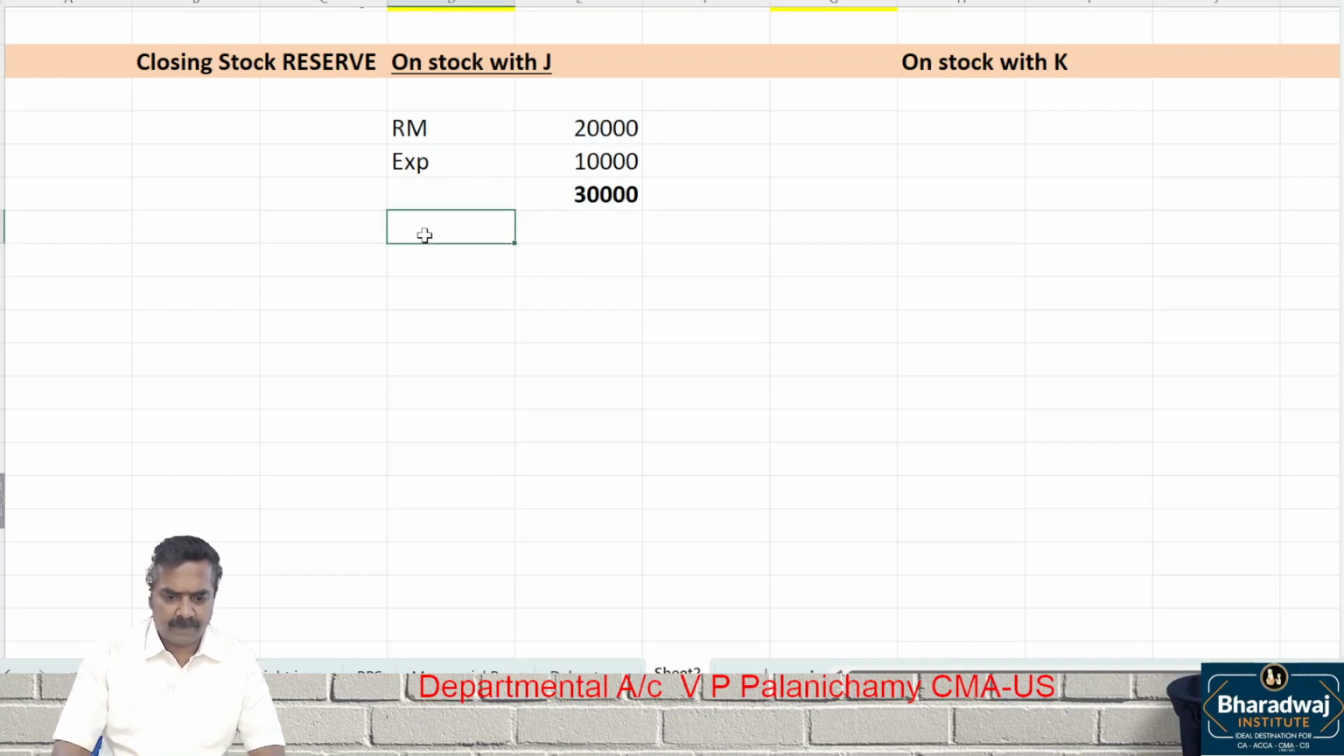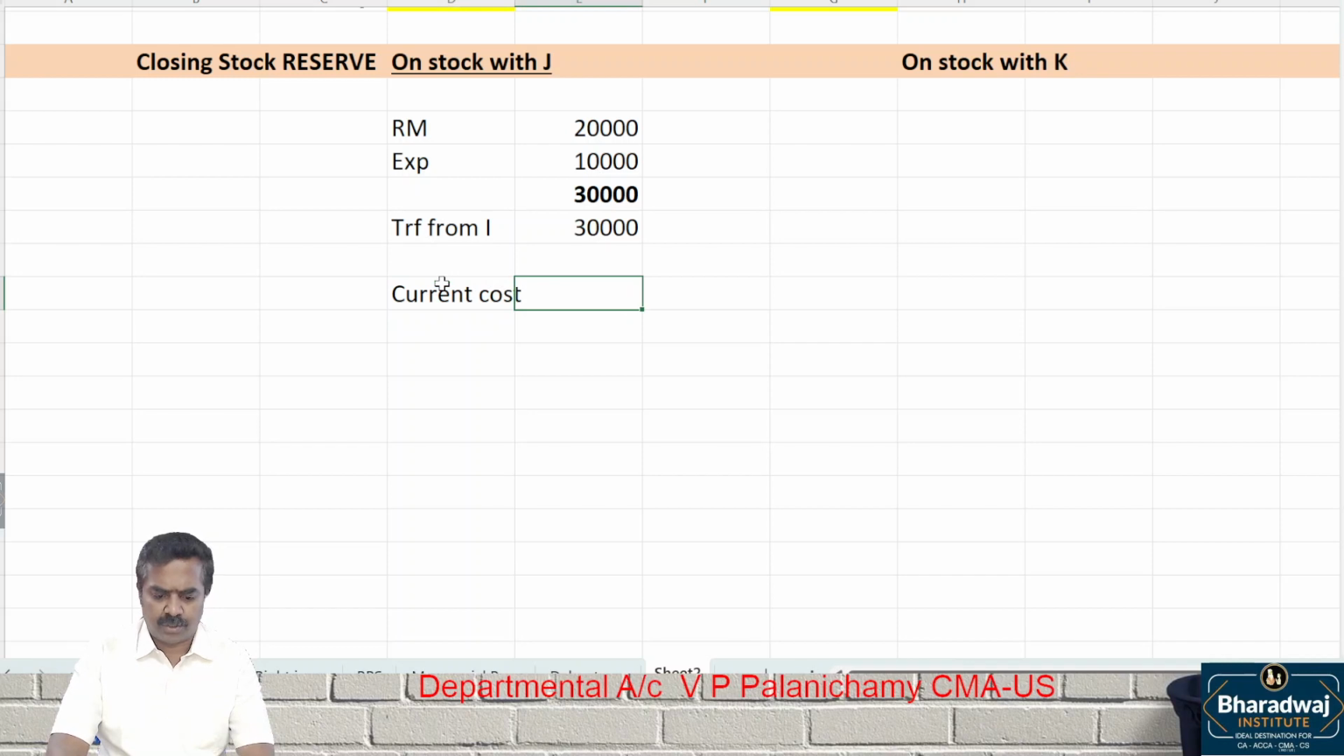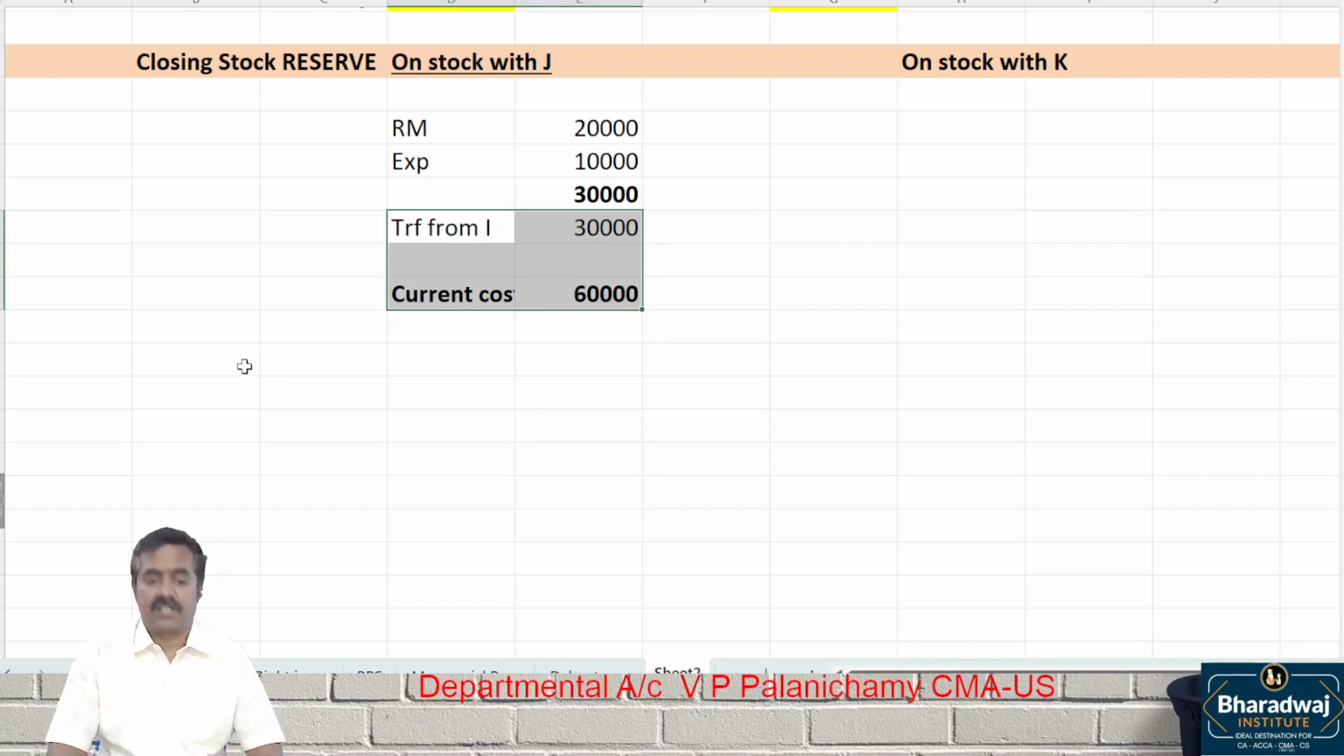Wait. Look at the transferred stock. Yeah, transfer from I. Everybody paying attention. How much has been transferred from I? 30,000. That is the total current cost. What is the total of the current cost? 60,000. If you look at the proportion of transferred goods to current cost, see how much proportion there is.